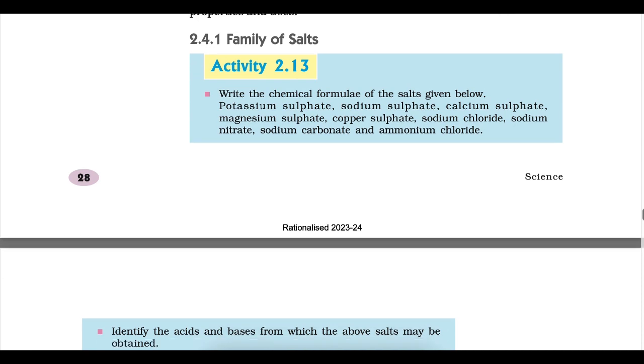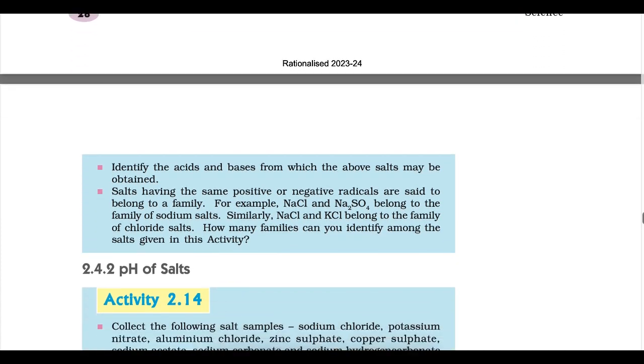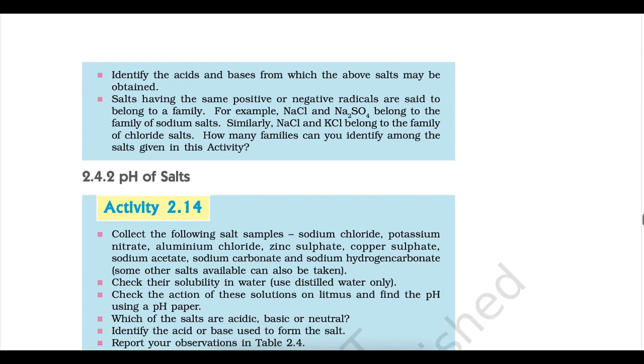Family of salts. Activity 2.13. Write the chemical formula of the salts given below: potassium sulfate, sodium sulfate, calcium sulfate, magnesium sulfate, copper sulfate, sodium chloride, sodium nitrate, sodium carbonate, and ammonium chloride. Identify the acids and bases from which the above salts may be obtained.